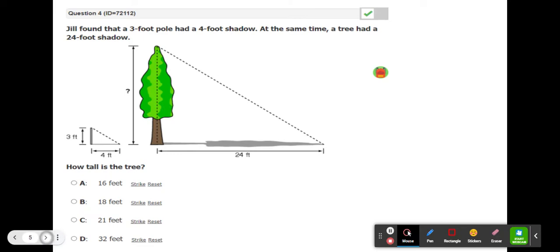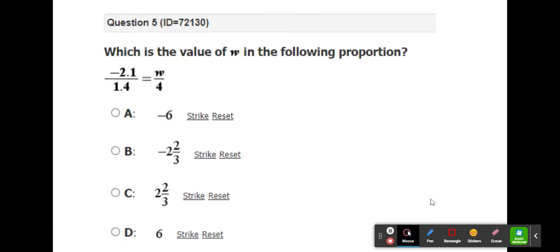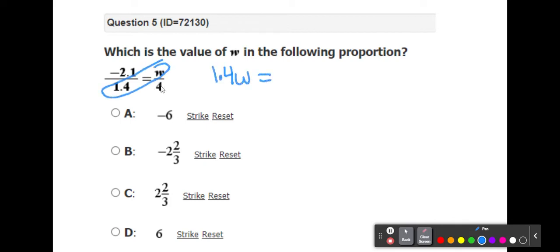Okay, let's go to number 5. Which of the following is W? All right, so for this one, it's not a word problem. You're just going to cross multiply. 1.4 times W equals negative 2.1 times 4. Negative 8.4. And then I'm going to divide both sides by 1.4. And that equals negative 6.